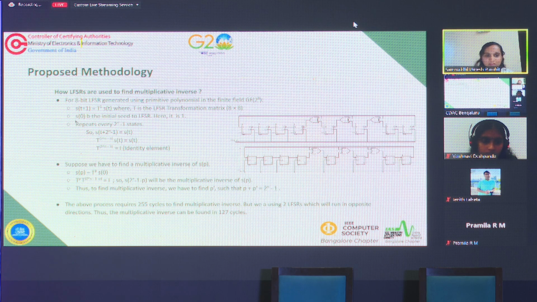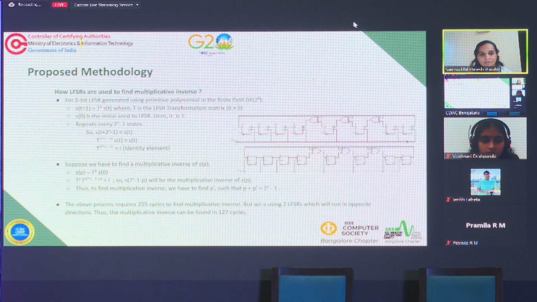So s of t plus 1 is equal to T raised to 1 times s of t, where T is the LFSR transformation matrix, and s of 0 is the initial seed to the LFSR, because if the LFSR is totally 0 at the start, it will never do any operations, and none of the XOR gates will operate. So we have to give an initial seed to the LFSR, and currently it is 1 in our case.